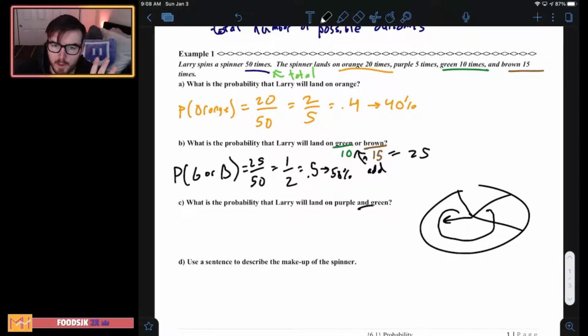So, boom, a question should be popping up on screen. It's going to be new to you. It's new to me to type such a question. Can it land on purple and green at the same time? And what does that make the probability? What does that make the favorable outcomes?